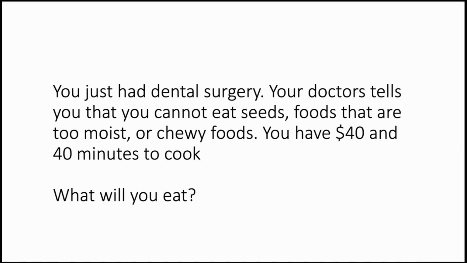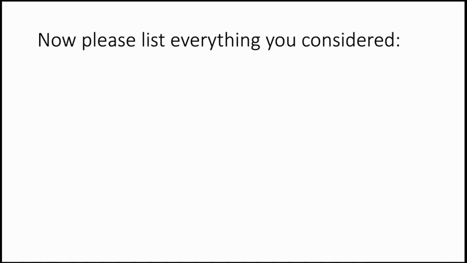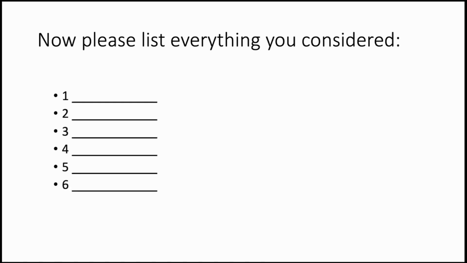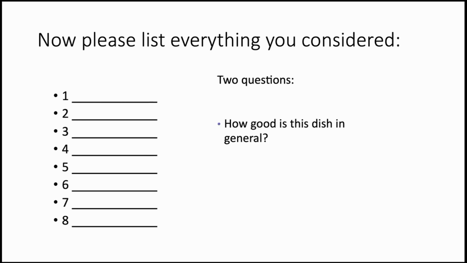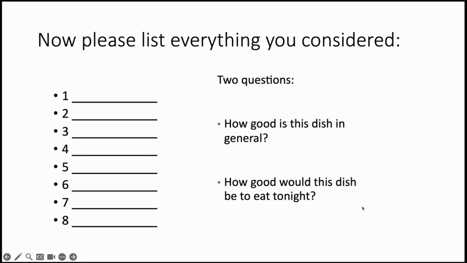So we gave participants problems like these instead, and then we asked them to make a decision and then list everything that they considered, all the options. Then we asked them two different questions about the options they considered. One question was, how good is this dish in general? So how much do you, generally speaking, like that food? This was our estimate of a model for the cached value you might have for that food, something that's not specific to this context. And then we asked them about the value of that dish in this specific decision context: how good would this dish be to eat tonight?